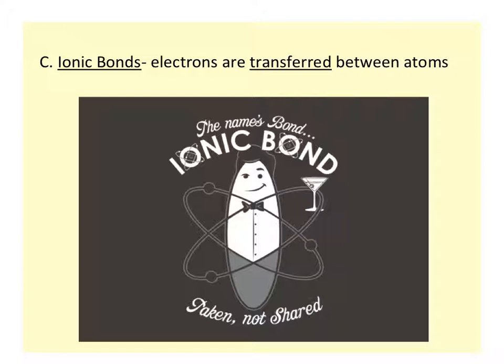Ionic bonds form when electrons are transferred between atoms. I've always liked this picture here. The name's Bond, ionic bond: taken, not shared. Not only is that a fun little kickback to James Bond, but the fact that it is taken. Those elements are grabbing those electrons fully away from the other atom that they are trying to bond with. They are just snatched right out of their electron shell and taken away.